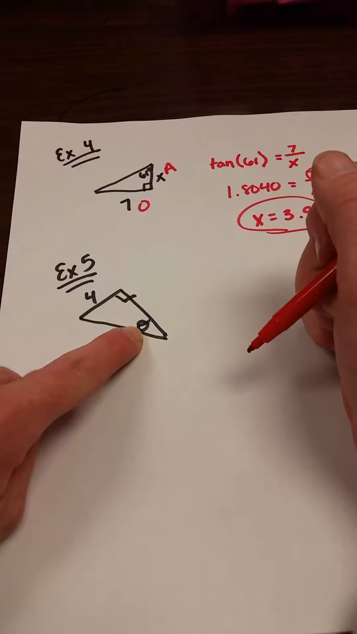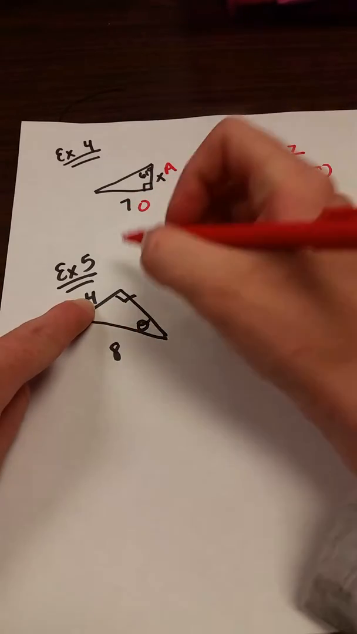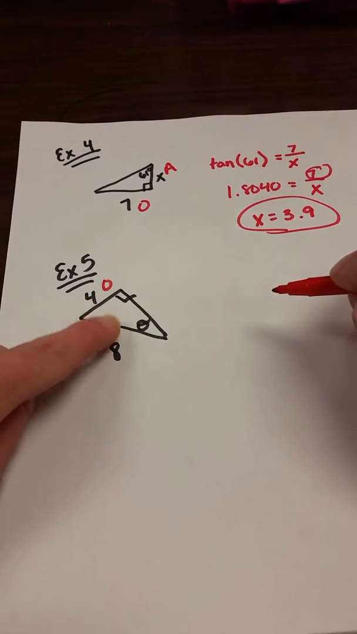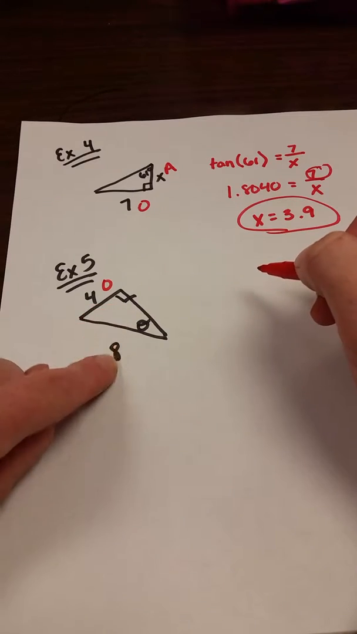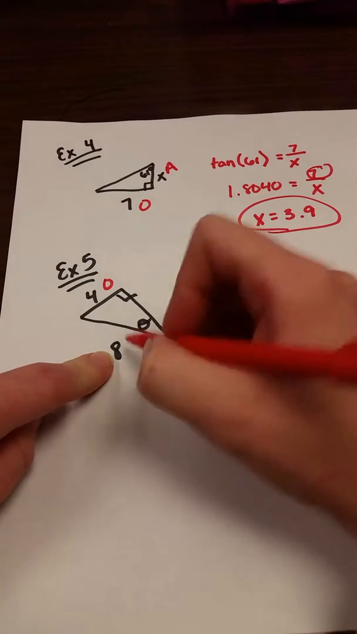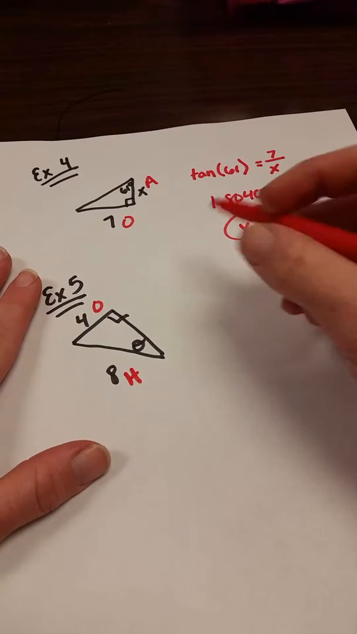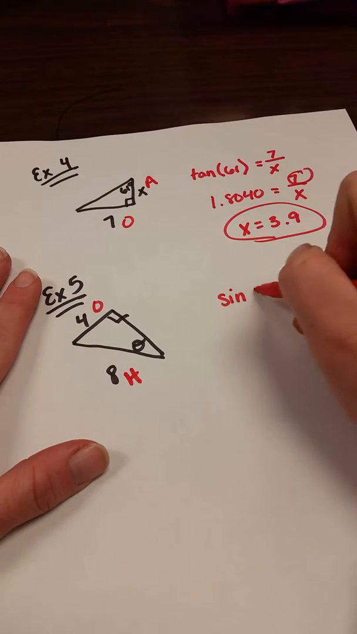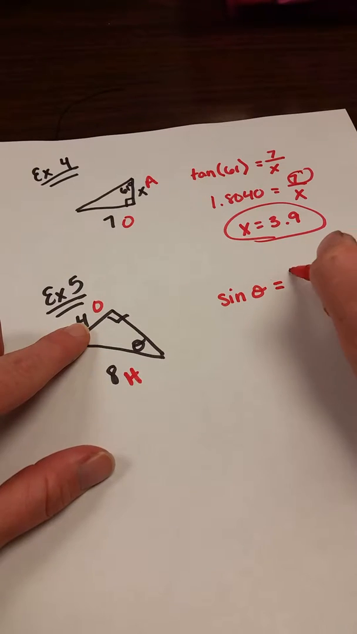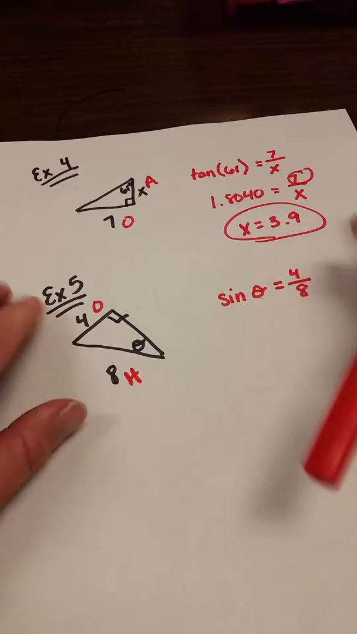So across from the theta, you go all the way across the triangle, that's opposite. Then if you're looking at the right angle, you go all the way across the right angle, and that's your hypotenuse. So you've got O and H, that means this is sine. So we've got sine of theta equals opposite 4 over hypotenuse 8.